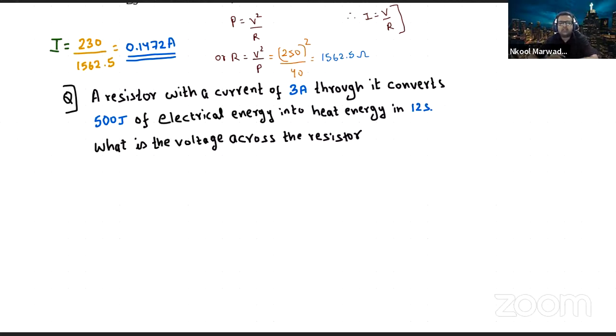So here, basically, we have a resistor and 3 ampere of current is flowing through it. And the resistor dissipates 500 joule of electrical energy into heat energy. So the energy dissipated by the resistor is given, the current flowing through the resistor is given, and the time is given. It takes 12 seconds for the resistor to dissipate that. And we have to find the voltage across the resistor.